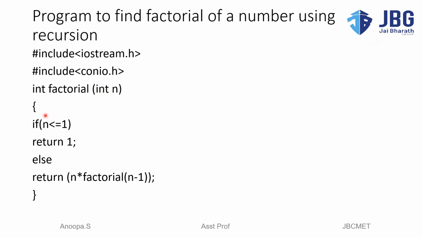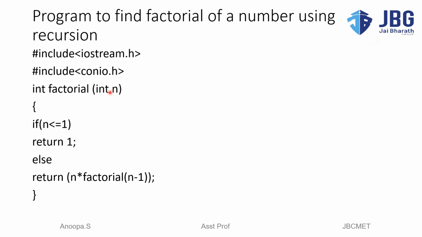Now, if n is less than or equal to 1, return 1. It means the factorial of 1 is 1, right? So if it is less than or equal to 1, we will return 1. Else we should return n into factorial of n minus 1. See here, n into factorial of n minus 1. I am again calling this function.